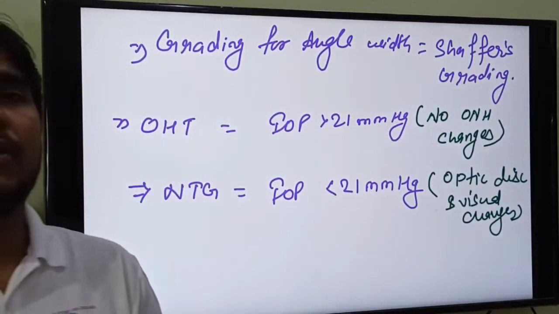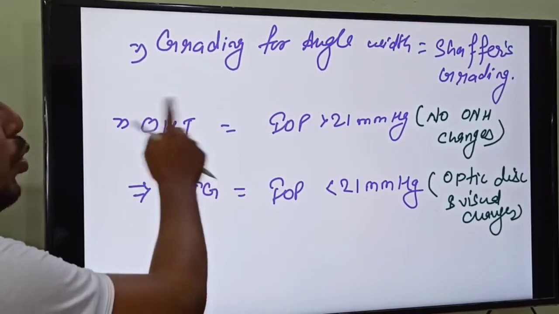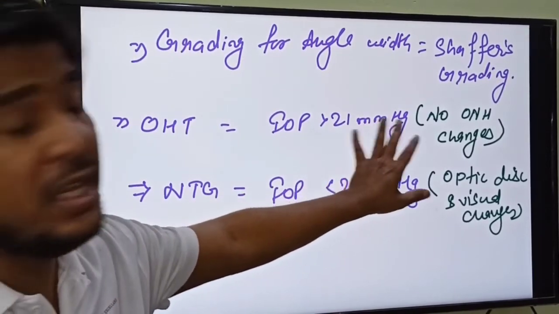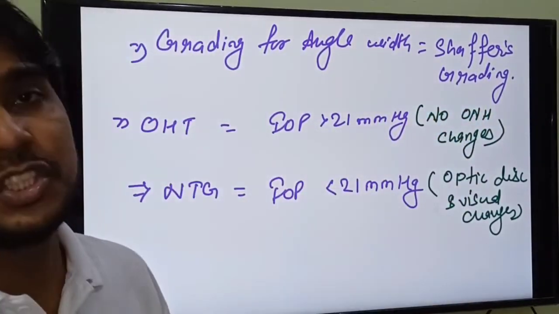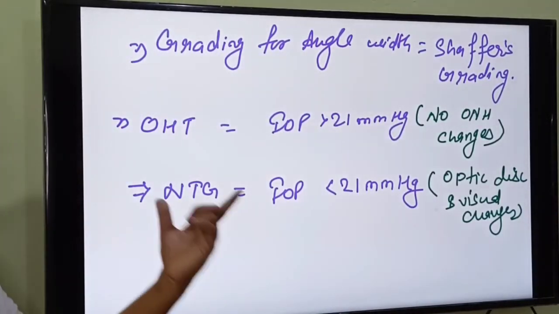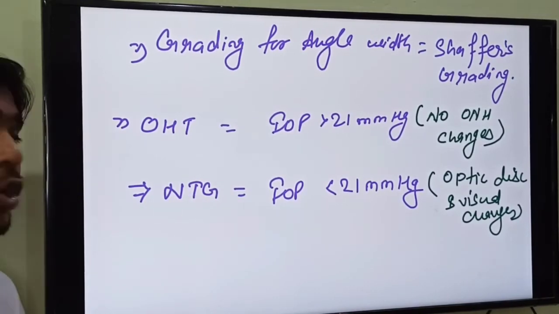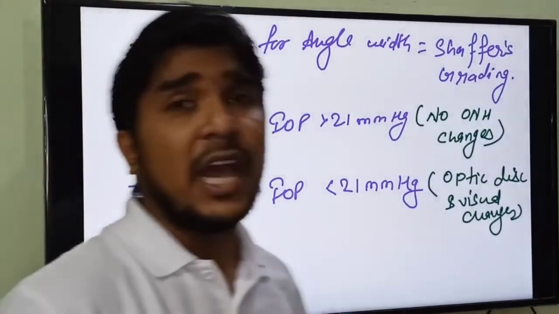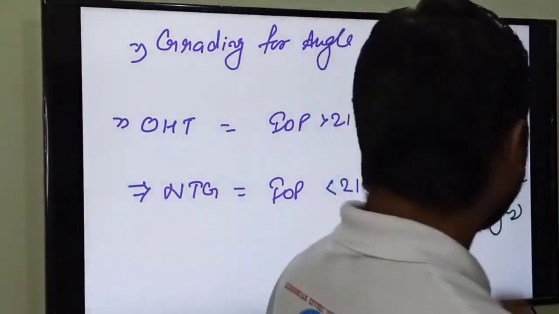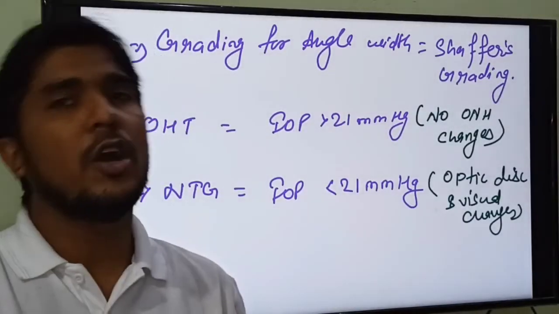When do we call it ocular hypertension, OHT? When the pressure is more than 21 mm Hg, but there is no optic nerve head change or nerve fiber layer or ganglion cell layer changes, then it is ocular hypertension. Normal tension glaucoma, NTG: when the IOP is less than 21, IOP is not high, but there is a change in the optic disc and a change in the visual field, then we call it normal tension glaucoma.